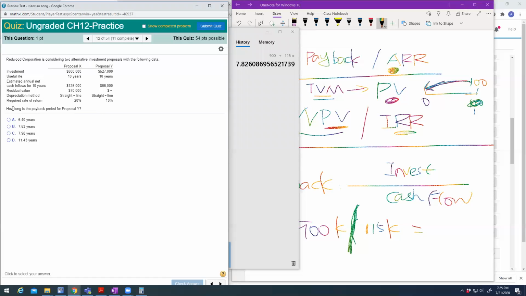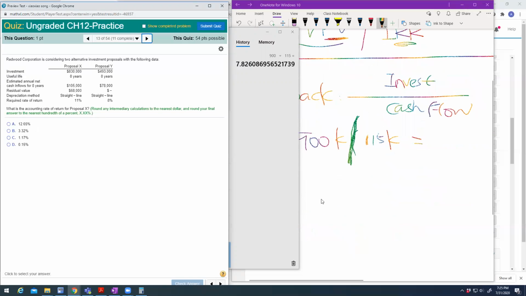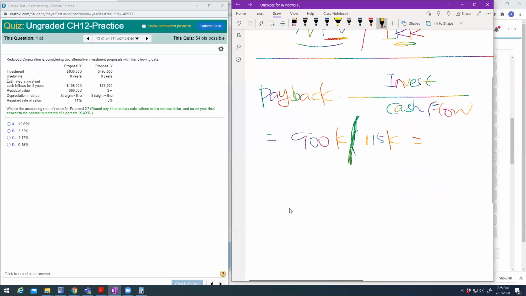That's the next one. Asking about payback for proposal Y. I leave this one to yourself. So you use investment divided by the cash flow every year, right? Next one, asking you about accounting rate of return. So we said the accounting rate of return, how do you get it?